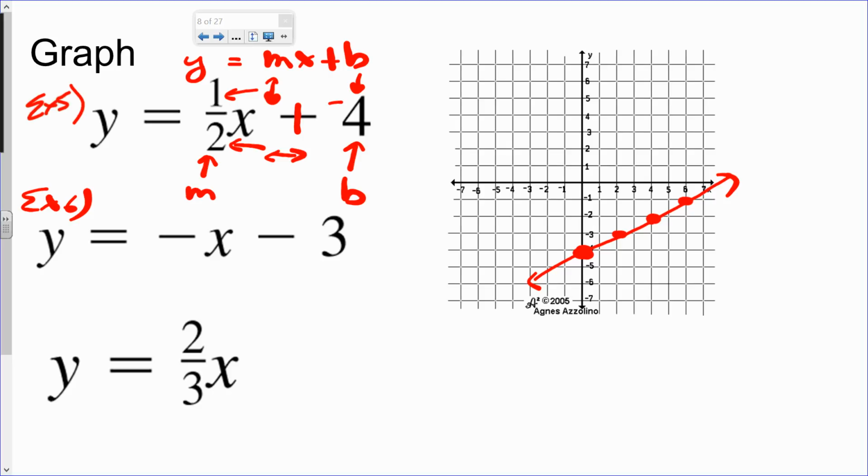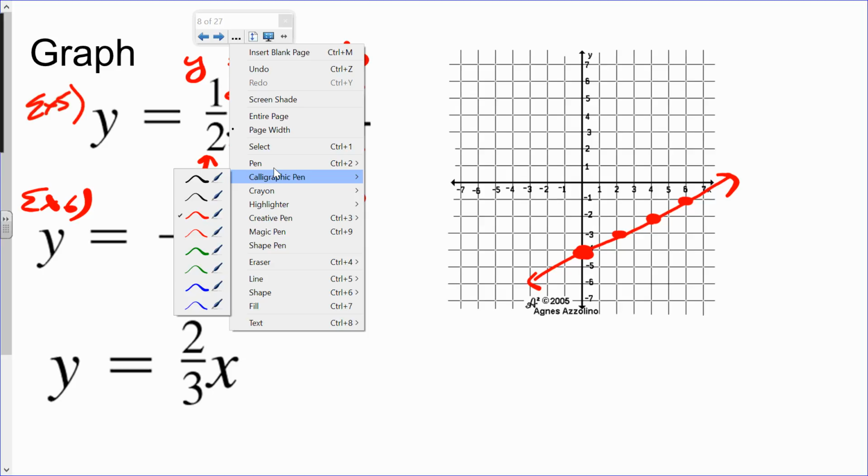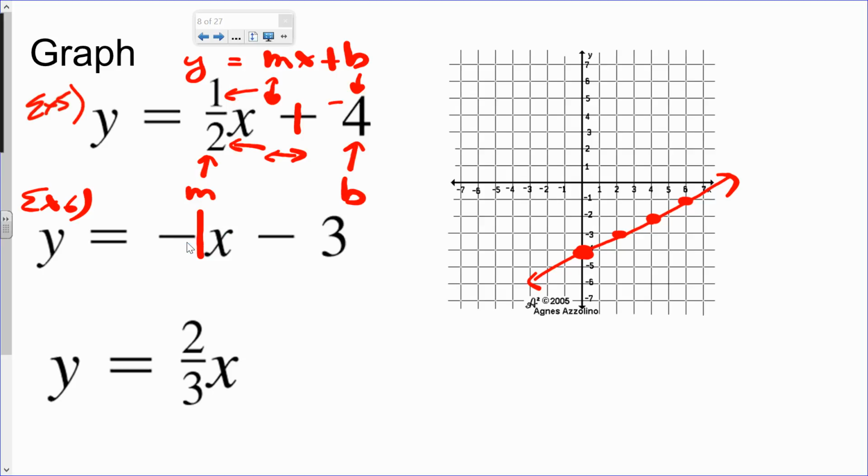Y equals negative 1x minus 3. Let's do the 3-step method for this one. I'll color code my board here. So I want to compare this to y equals mx plus b. Let's see what's what. I can see my slope is negative 1. Let me make this a plus, and then I'll put a negative 3 there. So my b is negative 3.